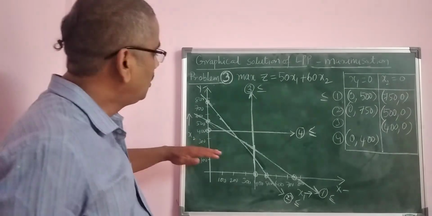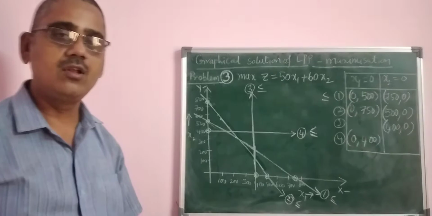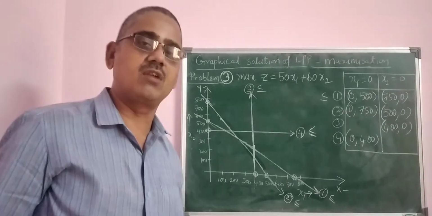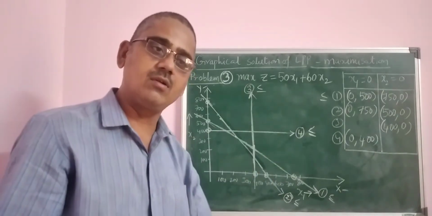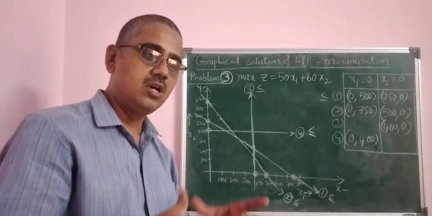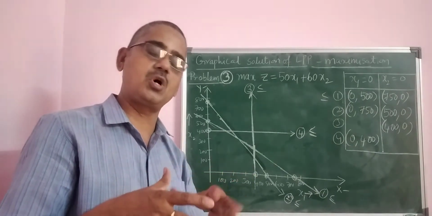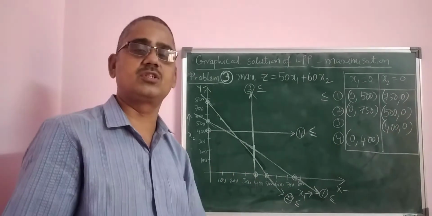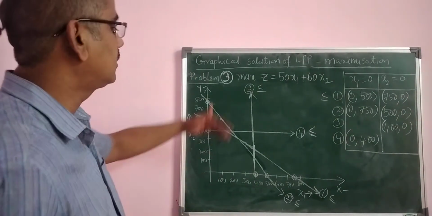Now you have to calculate the feasible region, the common region satisfying all the constraints. All the points lying in one particular proper common region must satisfy all the equations, all the constraints. So all the constraints are less than or equal to.